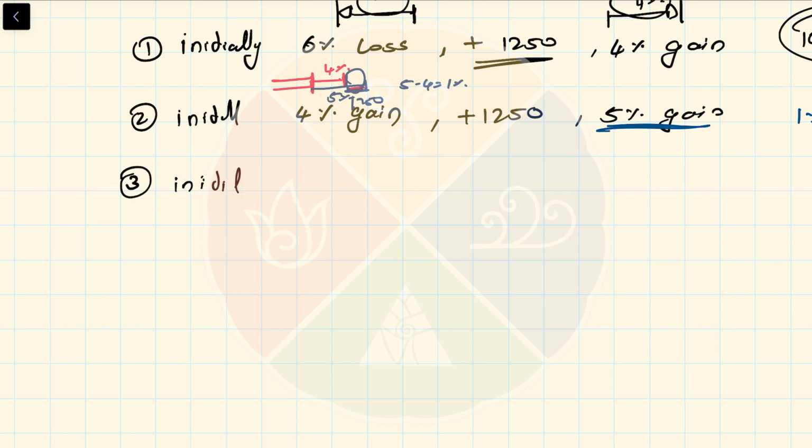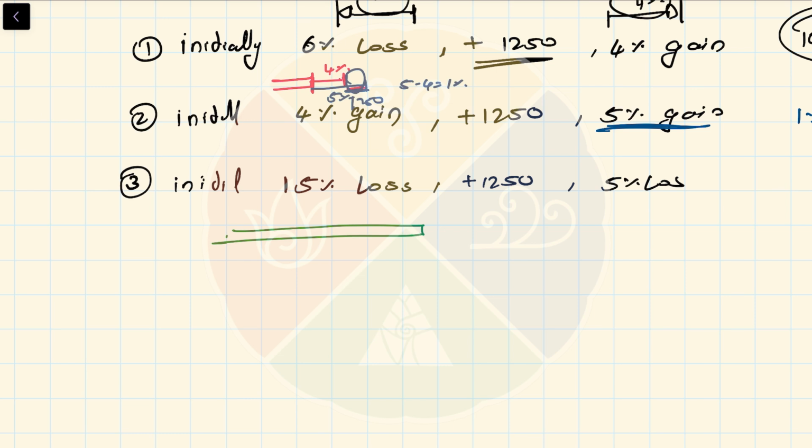Initially there must be, let's say, 5 percentage. Let's take a bigger value. There's a 15 percentage loss, and then the person increased some random money, and now the loss has reduced from 15 percentage to, let's say, 5 percentage loss. Here if you look at it, this was our cost price. They are having 15 percentage loss, they are selling 15 percentage lesser, but then they increase the money by 1250, and we reduced our loss to 5 percentage.